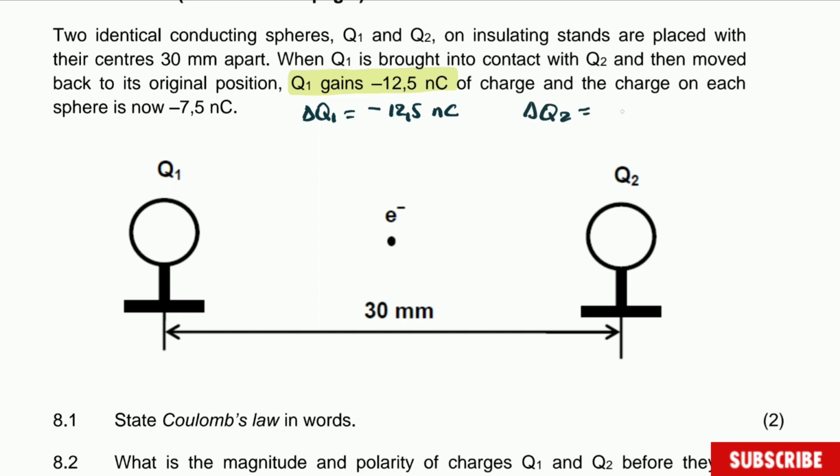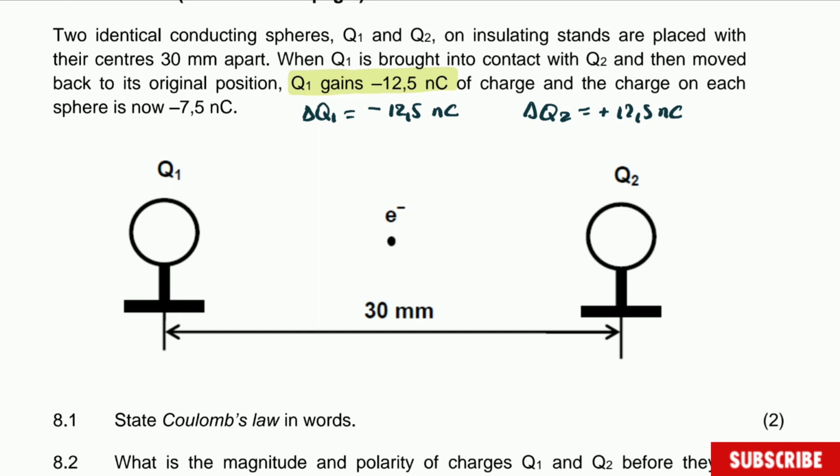Now, if sphere 1 has that change in charge, it means that the change in charge of sphere 2 will also be 12.5 nanocoulomb, but positive, guys, because remember when the spheres were touching each other, one of them gains electrons and the other one loses electrons. So if the change in charge of one is negative, it means that the change in charge for the other sphere is going to be positive.